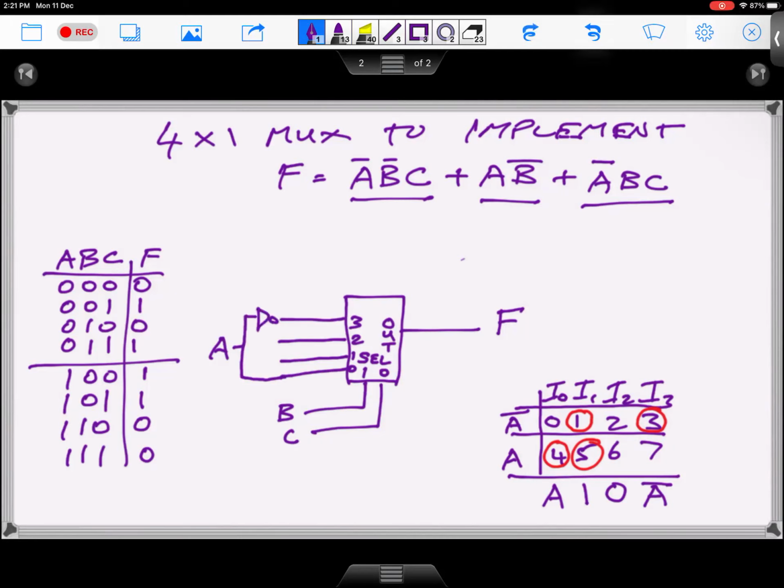Oops, let me just get that. And we can just write 1 and 0 here. And we're done. Okay?